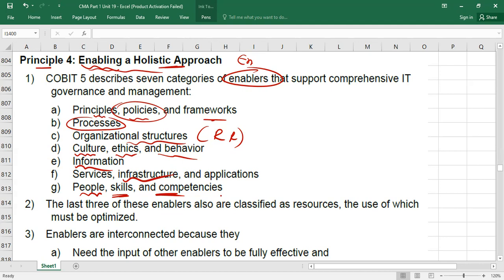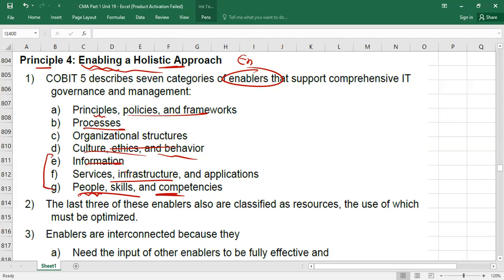Okay, so it means to apply IT, we need these 7 things. Which 7 things we need, guys? We need policies and framework. We need to define the processes. We need organizational structures, cultures, information, infrastructures, and people. So these are called enablers. To apply IT, we need 7 things. Please remember the last 3 things.